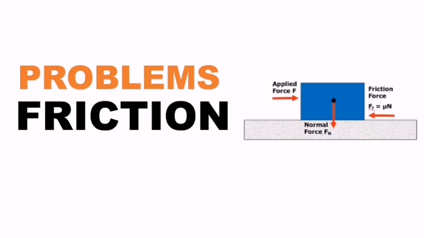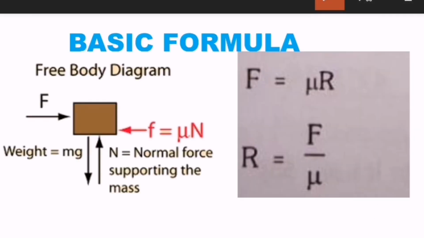This video provides you some of the important problems on friction. Friction is a very important topic in physics as well as engineering mechanics. This is the basic formula of friction: F equals mu into R, or we can cross multiply, R equals F by mu. Mu is the coefficient of friction, F is the frictional force, R is the normal reaction.